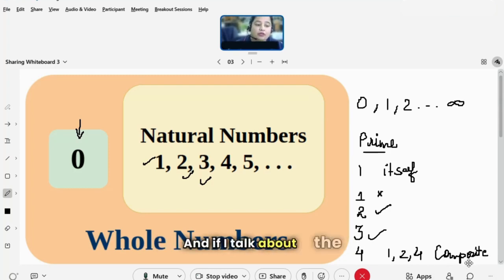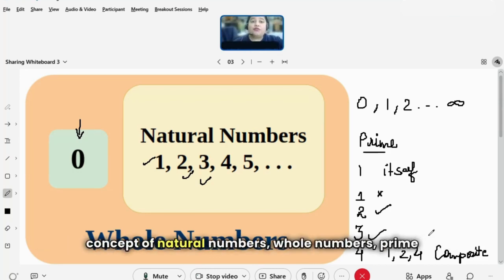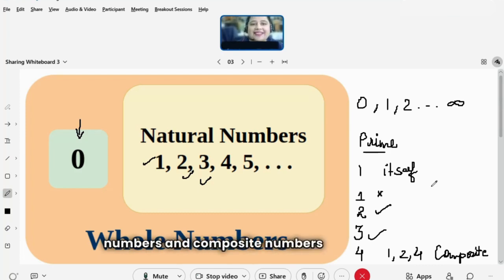And if I talk about composite numbers, 2 is a prime number. 4 is a composite number. 6 is a composite number. 8 is a composite number. And so on up to infinity. So I hope you have understood the concept of natural numbers, whole numbers, prime numbers and composite numbers very nicely. Now let's move ahead.